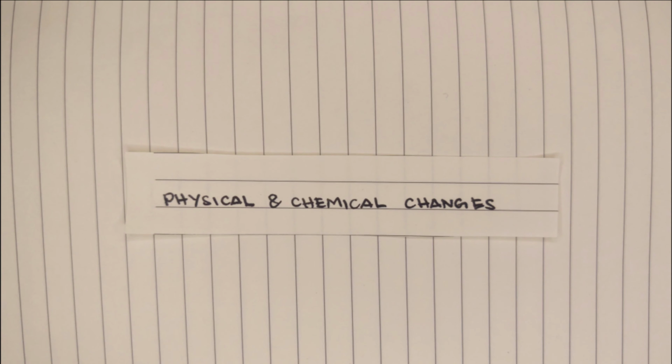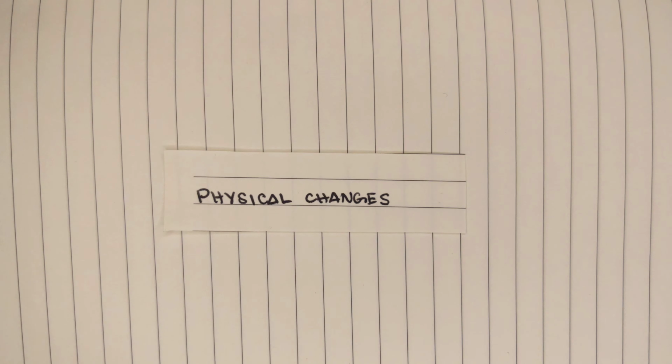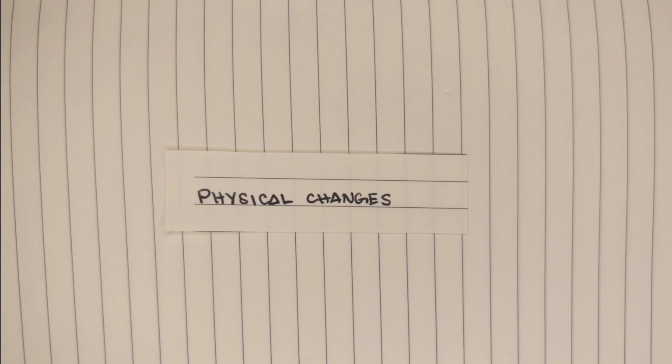Hi guys, I will be discussing the types of property changes, which are physical and chemical changes. Before I start giving examples of these two changes, let's first define what they are. As I said, there are two changes. The first one is physical changes. How can we know if it is a physical change?